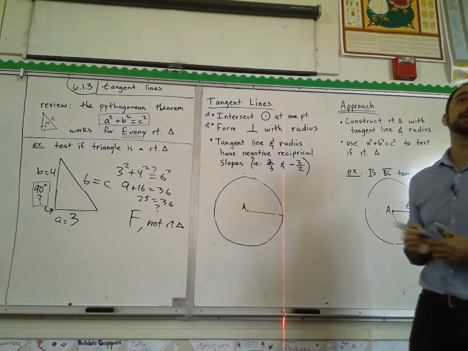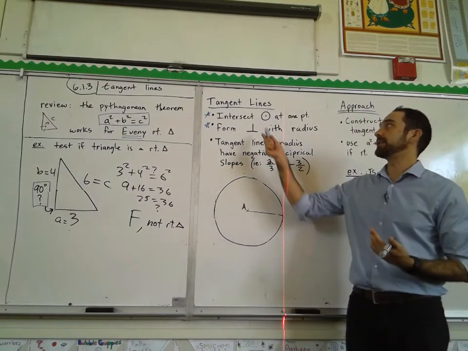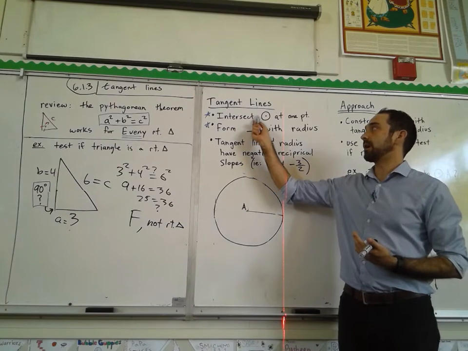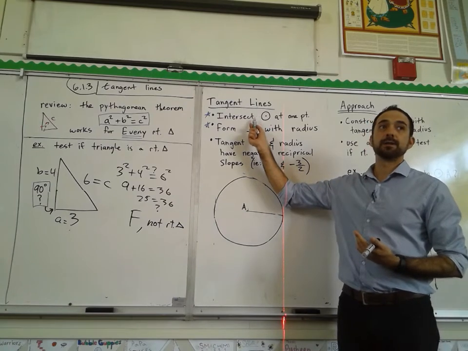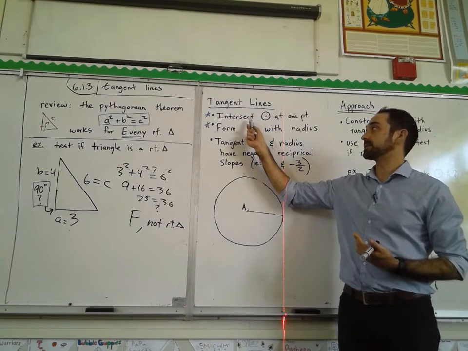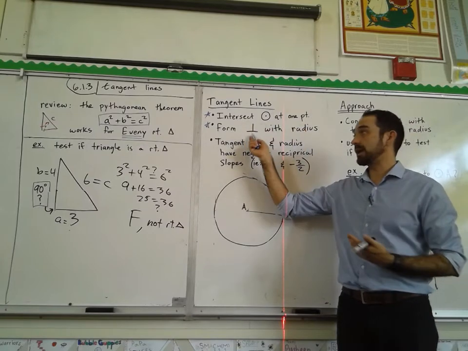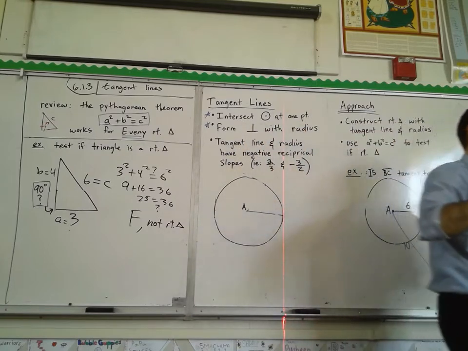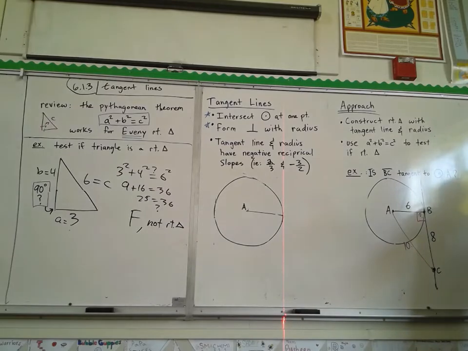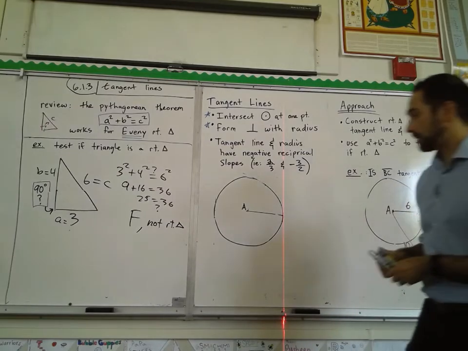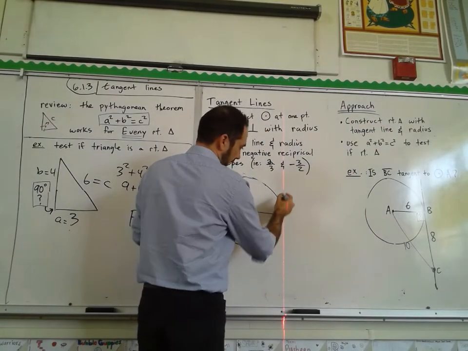And you'll see as you do these problems, these are dependent on each other. Any line that touches the circle at one place will have 90 degrees with the radius, but we have to double check. So that's what we're doing with Pythagorean. Now, I'm going to go ahead and draw this and talk a little bit more about it.